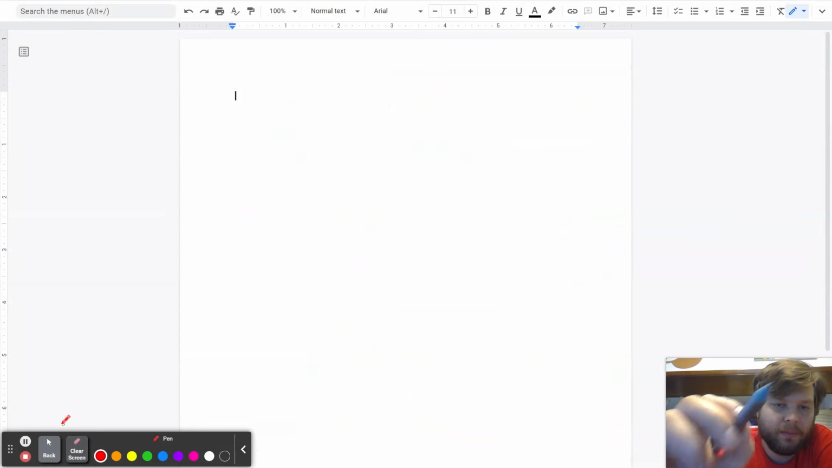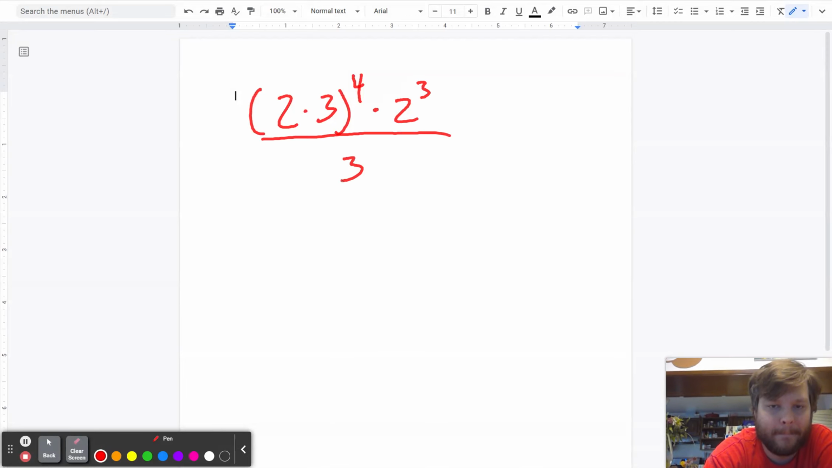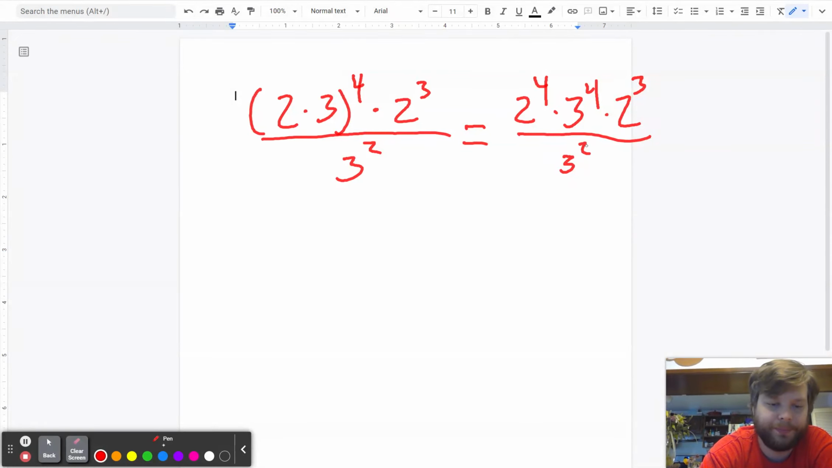So then where it gets a little tricky, I'll just do one example. Where it gets a little tricky is when you have multiple things all kind of together in the same problem. Something like this. So the only times I can add powers together or subtract powers from each other is if the base number is the same. So I can't really do anything the way it's written. What I can do is write this as 2 to the fourth times 3 to the fourth, and then copy the 2 to the third and the 3 squared.